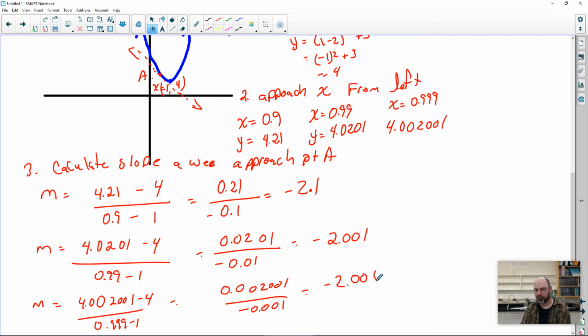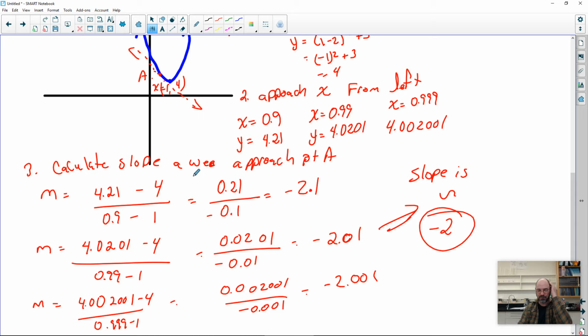2.001. Sorry, I had this one here with an extra digit. I read the wrong one. This was 0.001. Okay, my mistake there. So we can see that the slope is approximately negative 2 as we get closer.